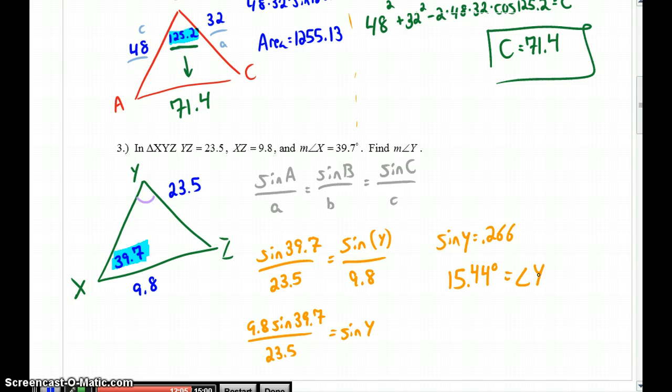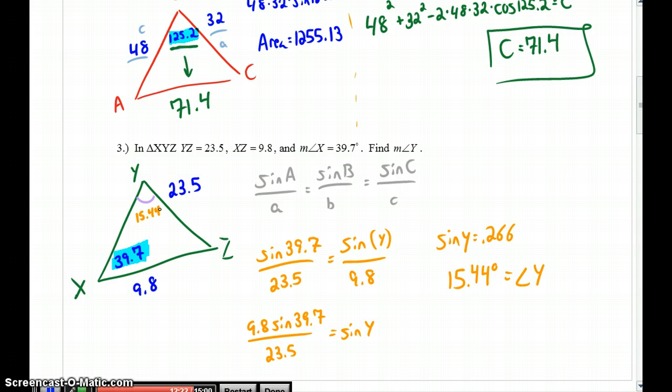Again, this makes sense to me, because if this is 15.44, that's on the 9.8 side, which is the short side, as opposed to the 23.5, which has a larger angle opposite it.